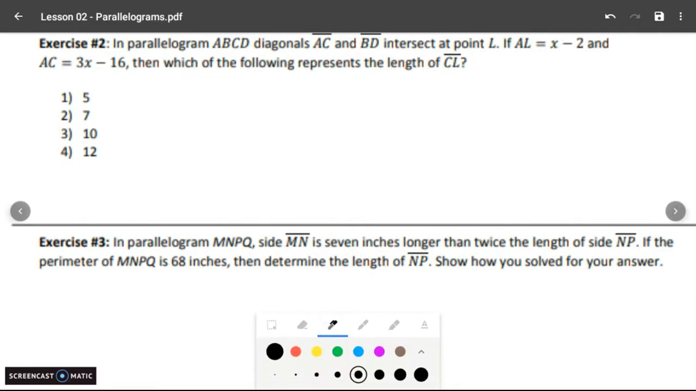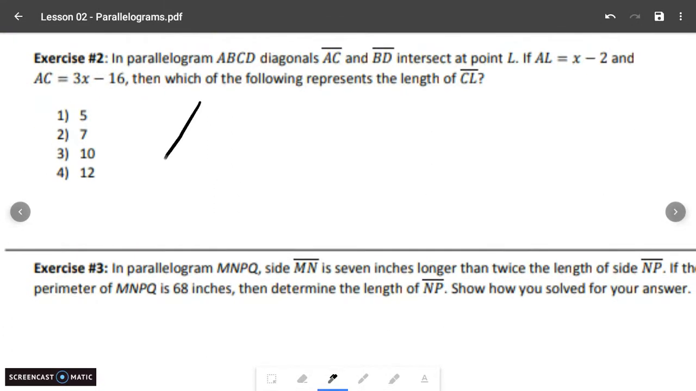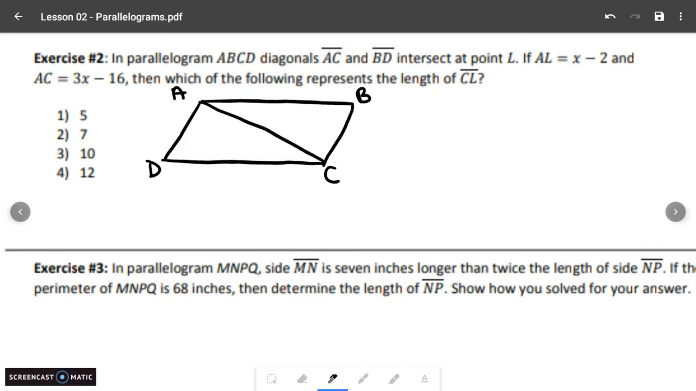Now it tells us we have a parallelogram ABCD with diagonals that intersect at L. If it were me, I would always draw yourself a picture with these kind of problems just to get the visual to help. So parallelogram looks something like this. Remember ABCD. It's really important that we go around in a circular pattern. So if I would have wrote C there, it would have been a problem. So ABCD.